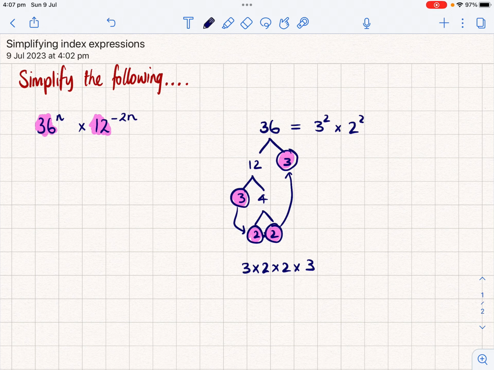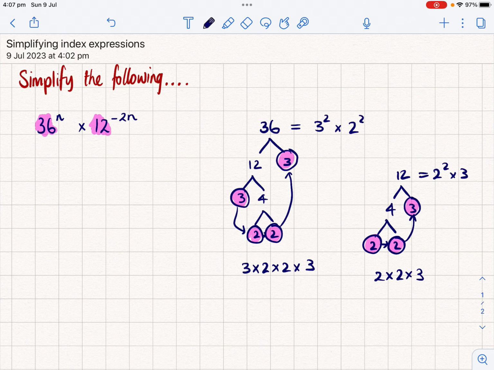Okay, do the same with the 12. Prime factorisation, use my factor tree. 12 is the same as 4 times 3. 3 is a prime number. 4 is the same as 2 times 2. They're both prime numbers. So I've got my prime factorisation here. 3s and 2s. Follow this along. 2 times 2 times 3. 12 is the same as 2 times 2 times 3, or 2 squared times 3.